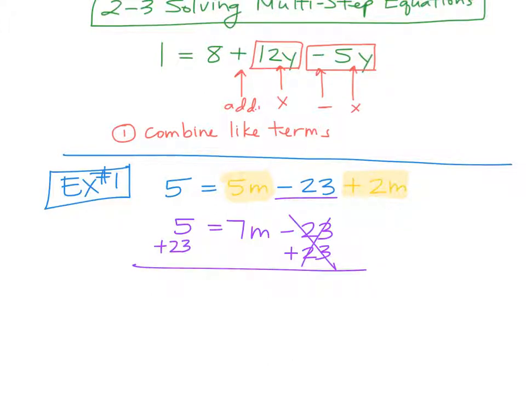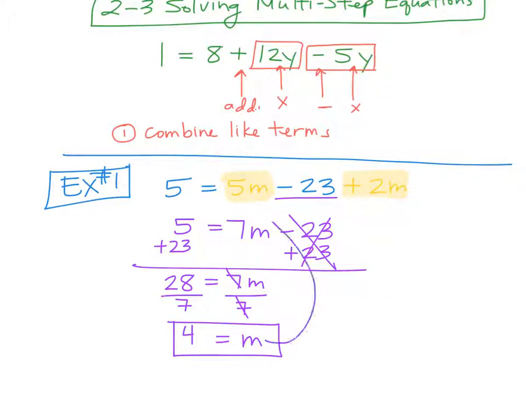This is 0. 5 plus 23 is 28. And then we're left with a 7m on the other side. What do I do next? Divide, right? Do the opposite operation. So divide, because we're multiplying, and we're left with 7 divided by 7 is 1. 28 divided by 7 is 4, okay? Now, you can always go back, plug in a 4 here, plug in a 4 here, and make sure that it worked out, right? That's how you check your answer. Plug it back in. Does it get you a true equation? Okay? Good? Okay.